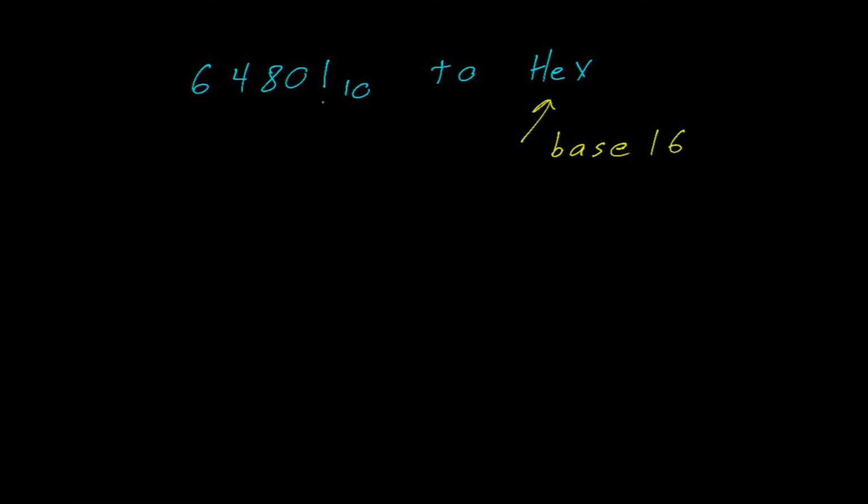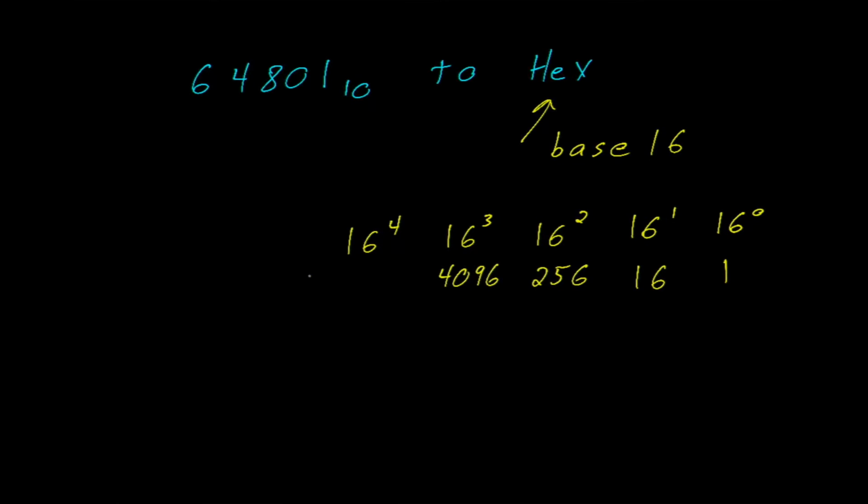For good measure, let's work another example. This time we'll take the number 64801 base 10, and we'll push that to hexadecimal. You remember that hexadecimal is base 16. Using the subtraction method, we start by recording our places. 16 to the 0, 16 to the first power, 16 to the second power, 16 to the third power, and 16 to the fourth power. That's the 1s, the 16s, the 256s, the 4096s, and the 65536s.